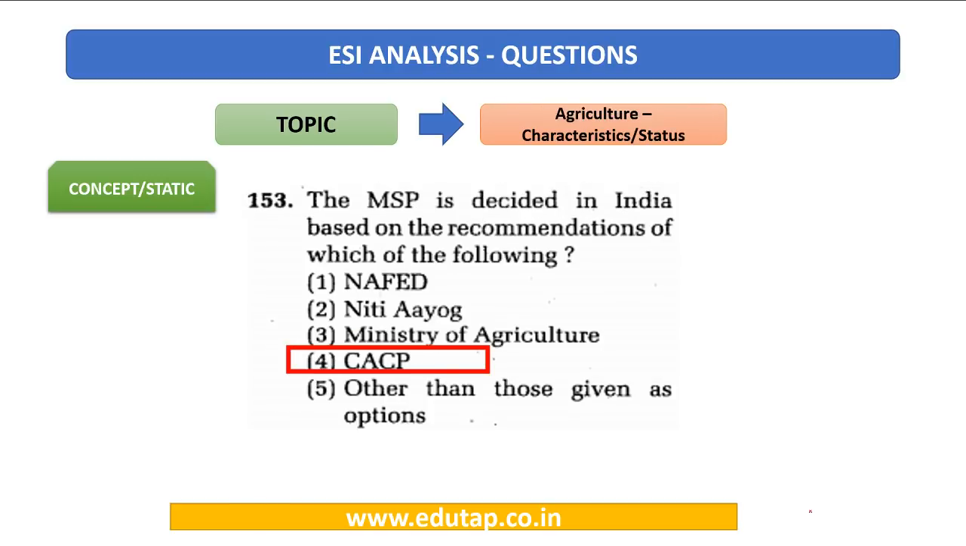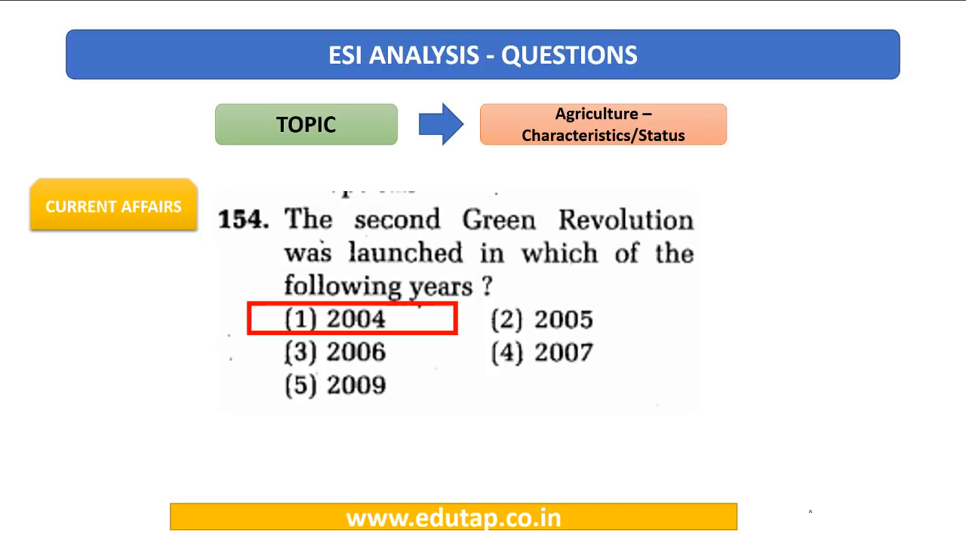Next, the MSP is decided in India based on the recommendations of which of the following? Now the answer to this question is CACP. This is a sure shot question, not really a concept, but yes, it is a static part, and the question can be linked to the topic of agriculture, that is characteristics and status. This topic is there only in NABARD and not in the RBI Grade B ESI syllabus.